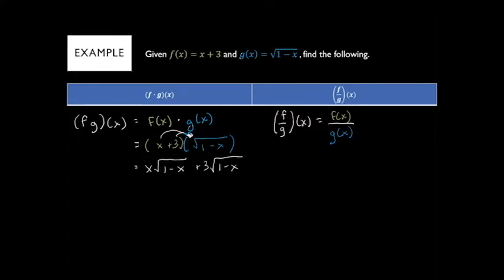And then we're only touching the right side. So I replace f of x with what it's equal to, which is x plus 3, over, and then g of x is the square root of 1 minus x. And we'll just leave it like that. We won't try to get rid of the square root in the denominator or anything like that. It's a lot of work to do that. So we can just literally write it the way it is.